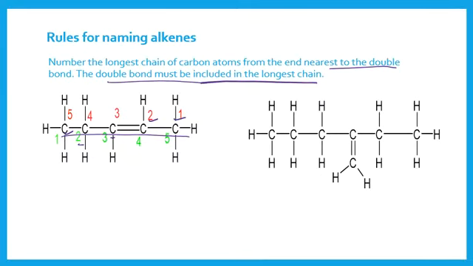Okay, so now we are ready. We can go ahead and name this organic molecule. How many carbon atoms are in the chain? We have 5 carbon atoms. 5, that is going to be pent.